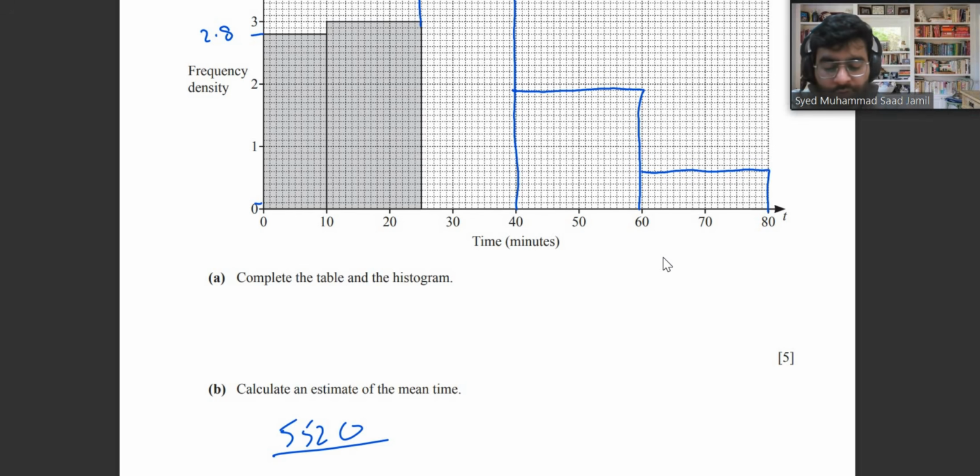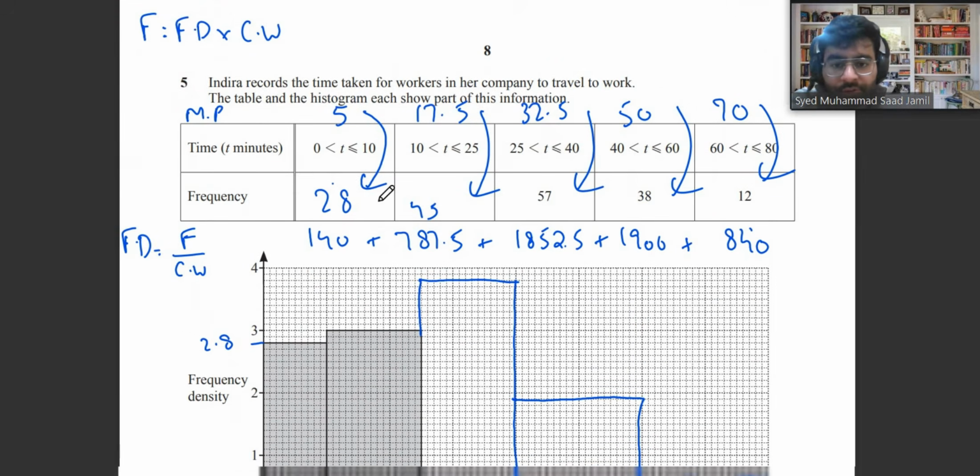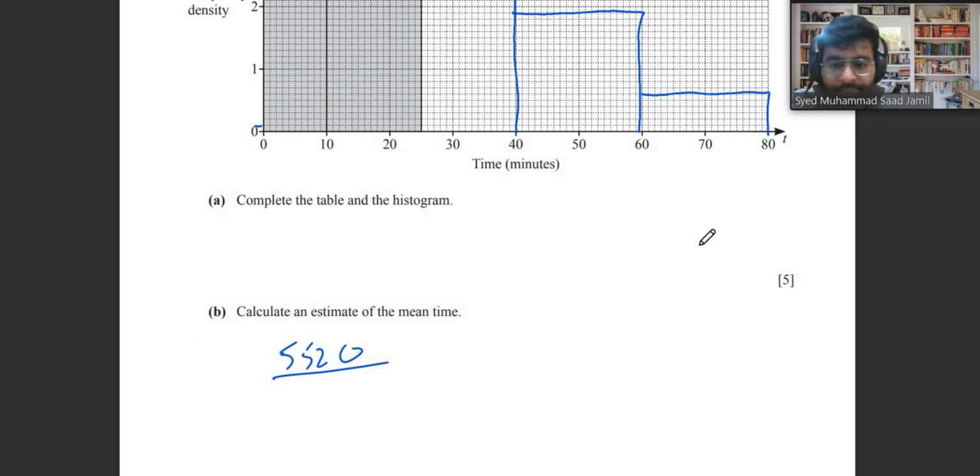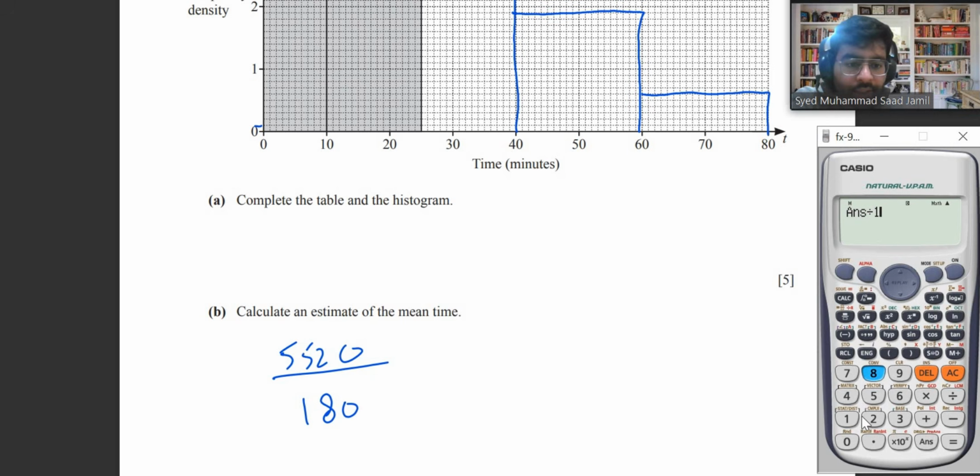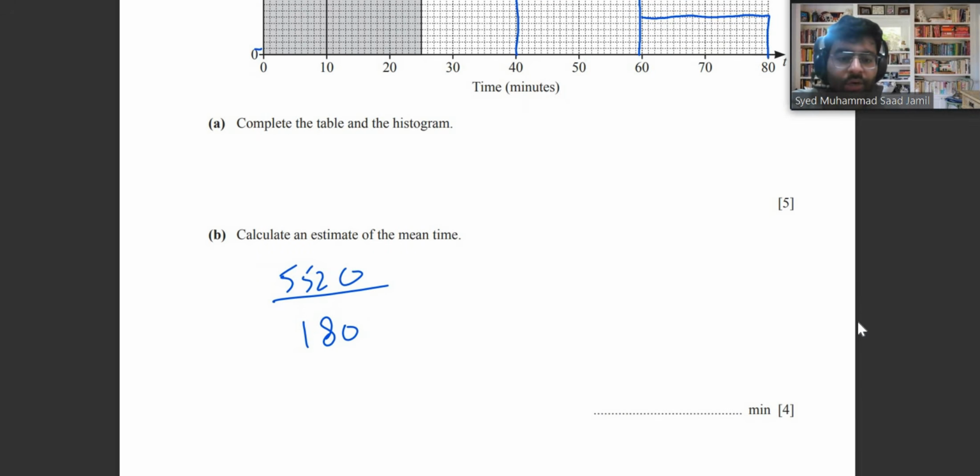How much is the total frequency, guys? You have to add all of these numbers: 28 plus 45 plus 57 plus 38 plus 12, so that's 180. So we will divide 5520 with 180, and bismillah, we get 30.6666, which you can round off as 30.7.